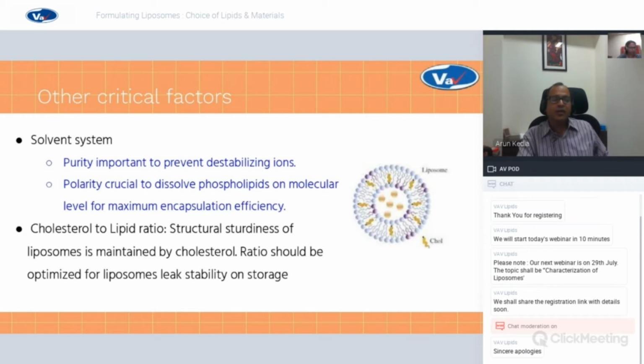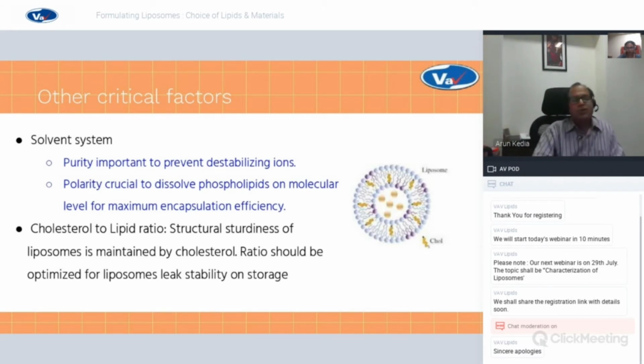The polarity of solvent is important to ensure dissolution of all the lipids, not only phospholipids, but complete dissolution of all the lipids at a molecular level for maximum encapsulation efficiency. If the solvent polarity is not right, then you may have part of the lipids undissolved at a molecular level. And then if you subsequently do the microfiltering, these lipids can be lost. Not only are the lipids lost, but then you can alter the original composition because you don't know if the cholesterol was filtered out or what was filtered out.